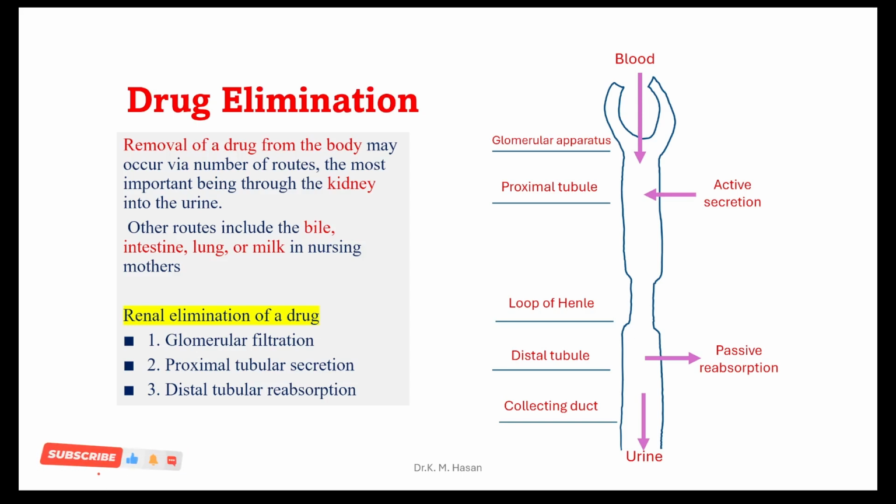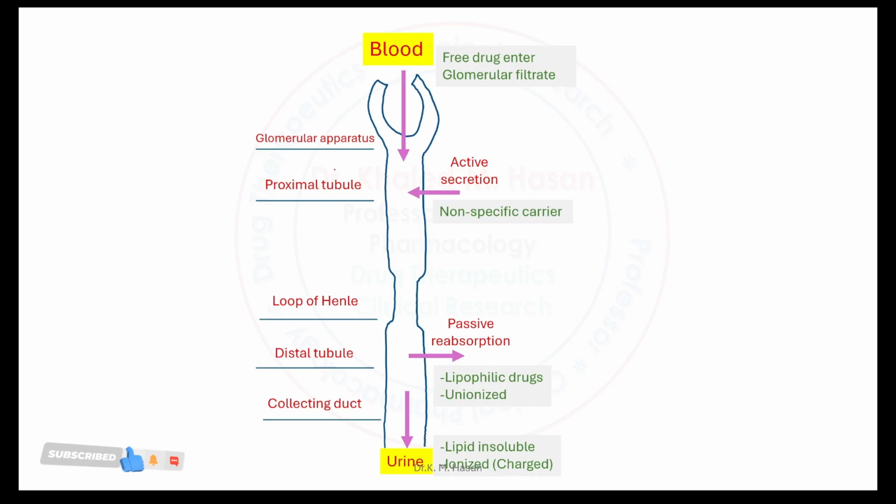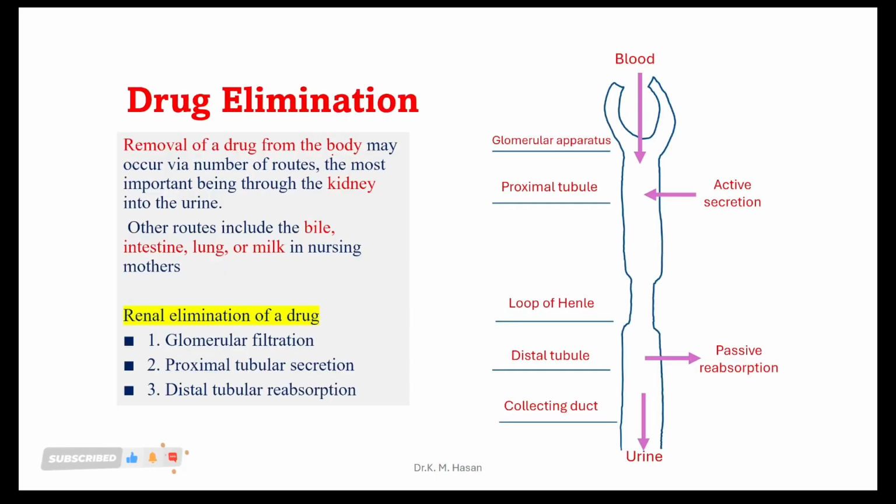Drug elimination means removal of the drug from the body. It may occur through a number of routes and organs, but the kidney is considered one of the most important organs of elimination. So the kidney is the most important organ responsible for drug elimination. We have some other organs and tissues responsible for elimination, such as bile, intestine, lung, and milk during lactation.